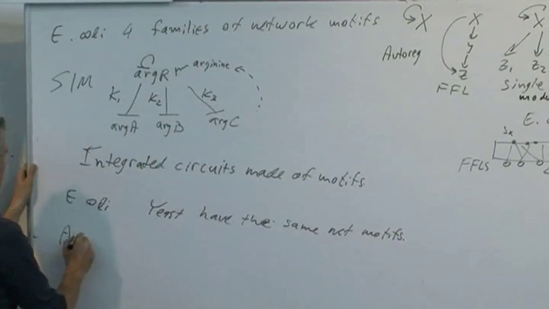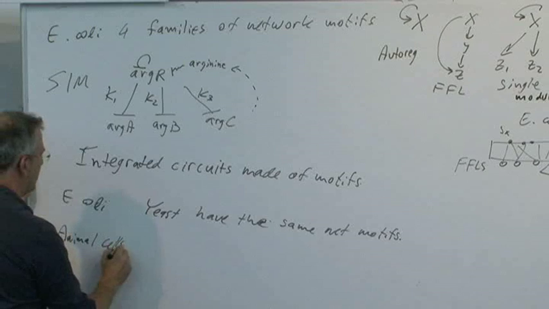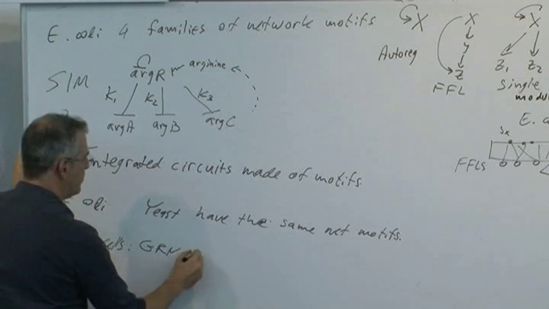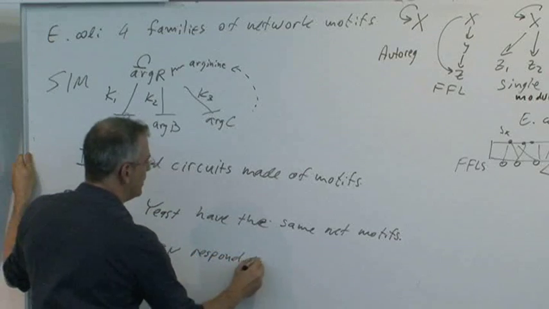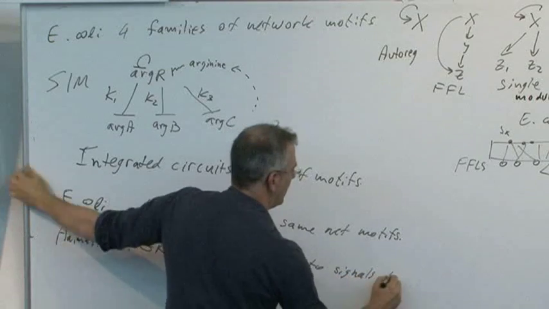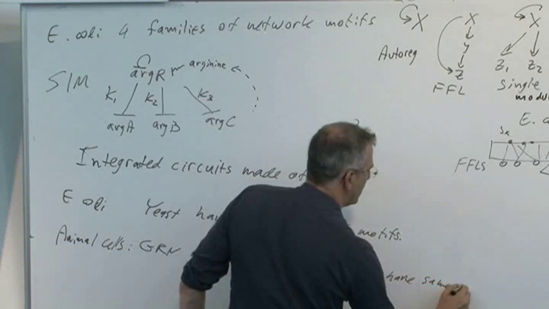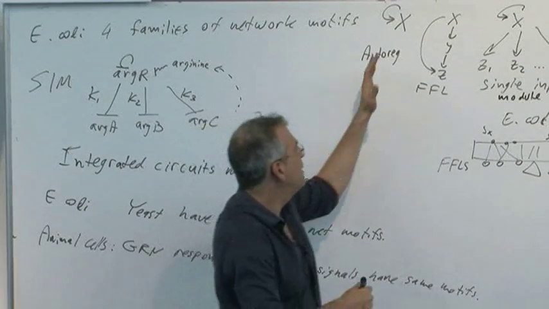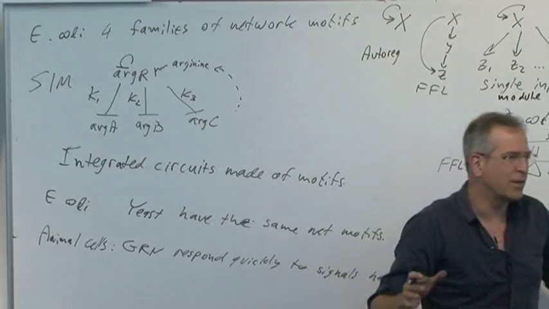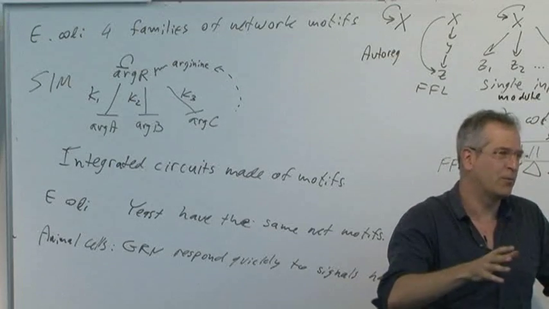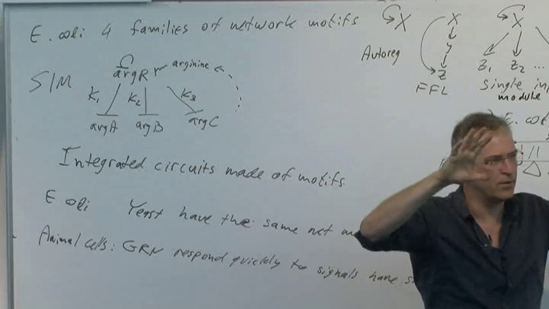For let's say animal cells, human cells, there's 2 kinds of gene regulation networks. Gene regulation networks that respond quickly to signals have the same motifs. So let's say recently, 2012, a huge project to map the gene regulation network of many different cell types in human found that the feed-forward loop, coherent type 1 and incoherent type 1, are the hugest network motif in human cells.